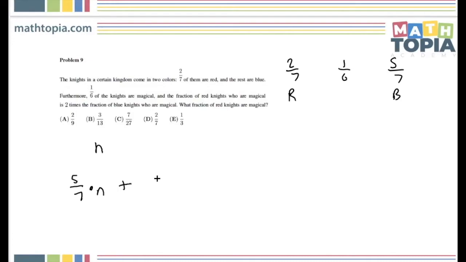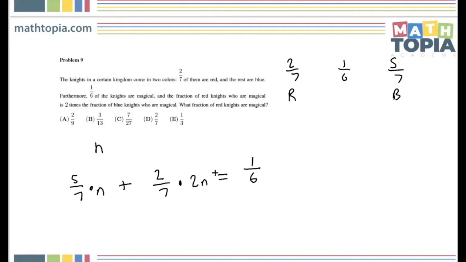And then we'll add this to, well, what is the fraction of red knights that are magical? Well, this is just 2/7 times 2n, because 2n is the fraction of red knights that are magical, since it's 2 times the fraction of blue knights that are magical, and we're multiplying it by the 2/7 we already have. So what this sum needs to be equal to is 1/6. So it's just a simple equation.